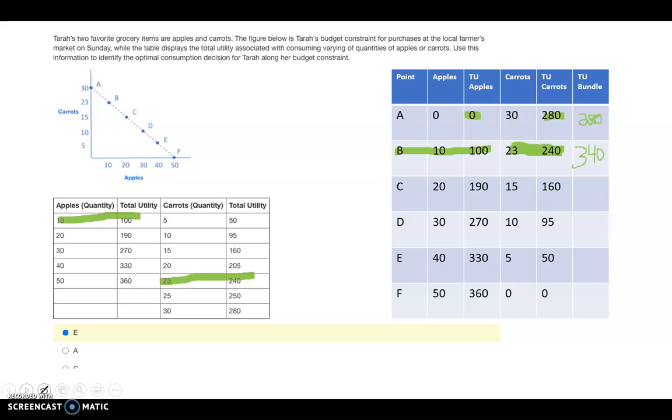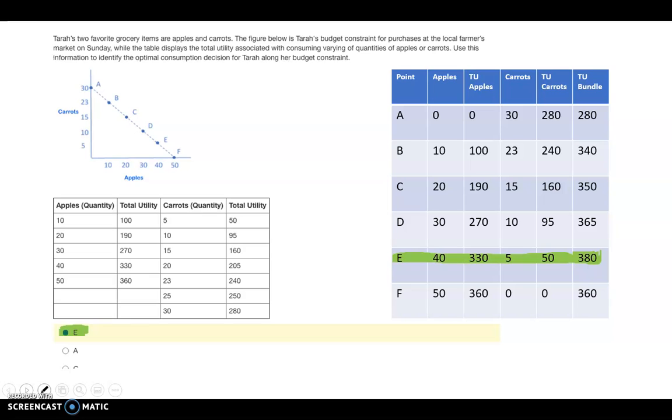The neat thing is I have all of this done on the following slide here. So I have all of our bundles chosen there. And now let's look: 280, 340, 350, 365, 380. Oh, going down again, 360. So bundle E is going to be our optimal consumption because it gives us the most utility.